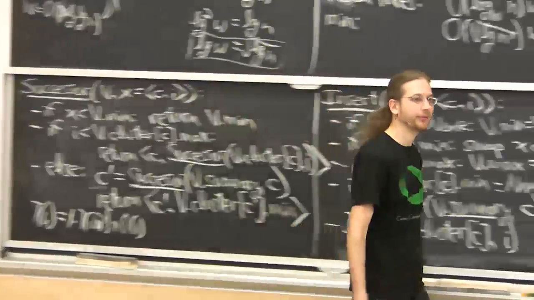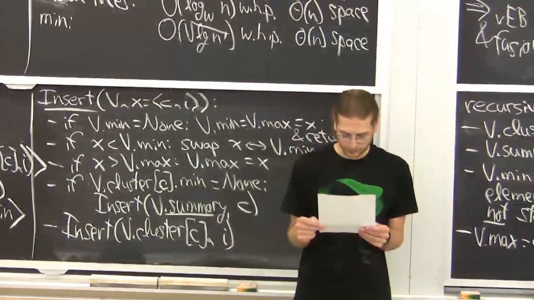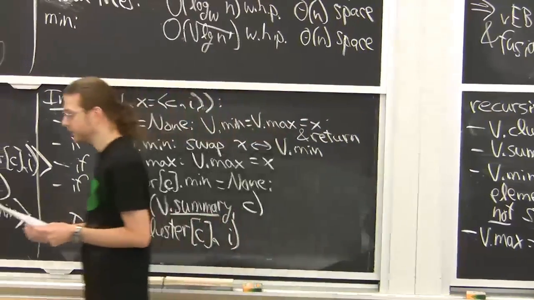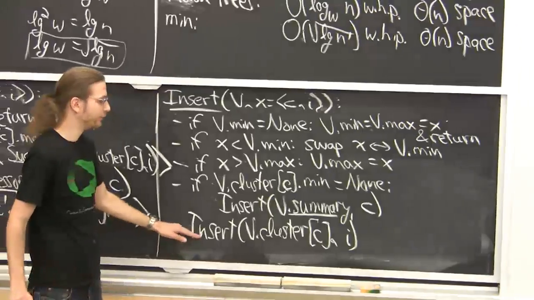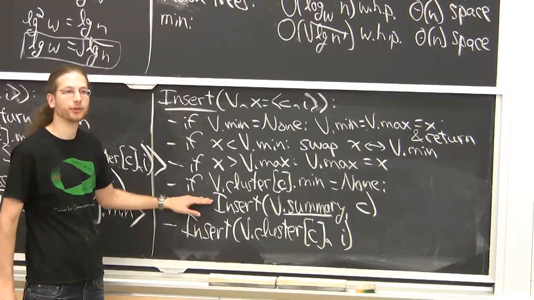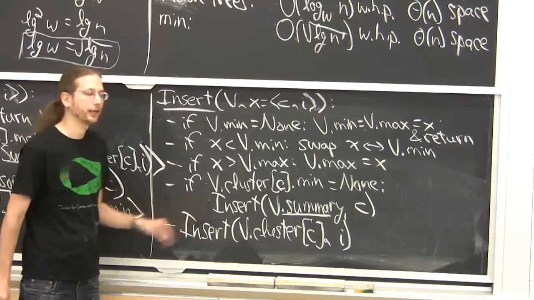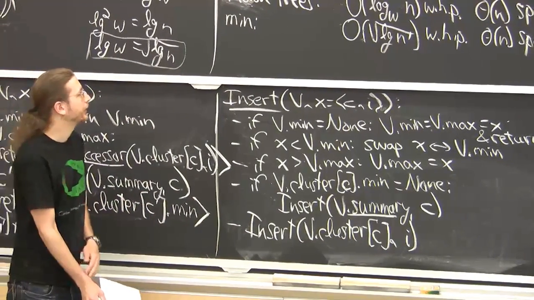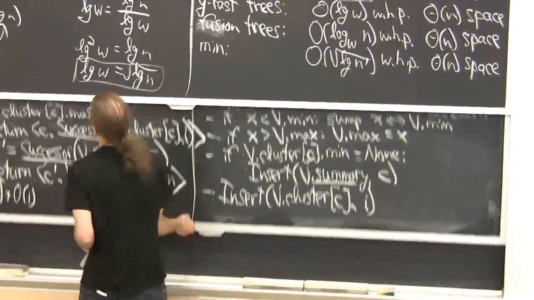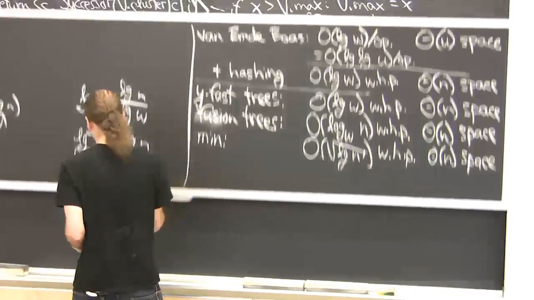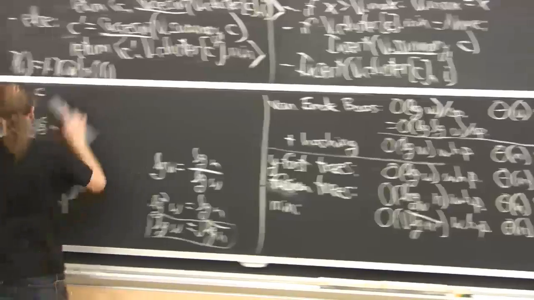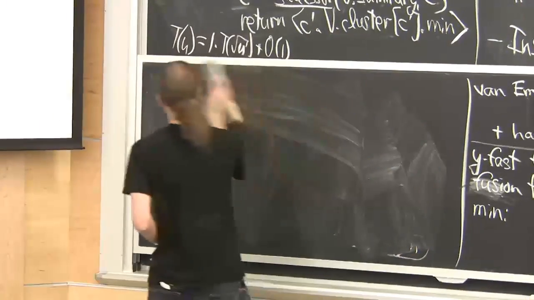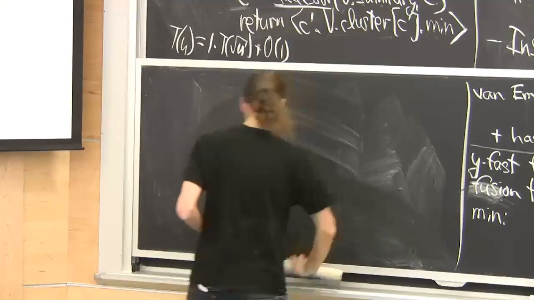Do you want to see delete? I mean, it's basically the same thing. It's in the notes. You do the obvious thing, which is you delete in the cluster, and then if it became empty, you also have to delete in the summary structure. So there's, again, a chance that you do two recursions, but, okay, I'm talking about it. Maybe I'll write a little bit of the code. I think I won't write all the code, though, just the main stuff.